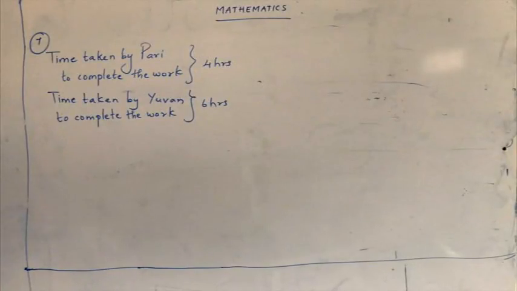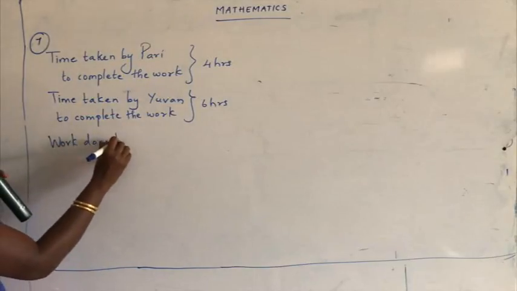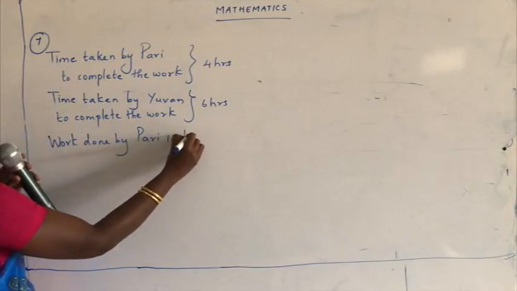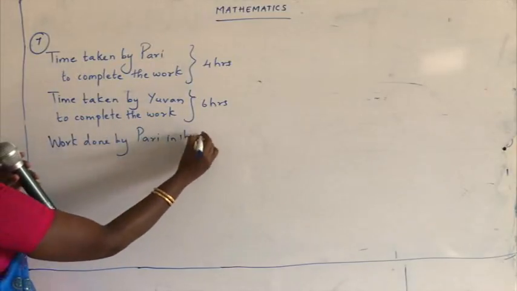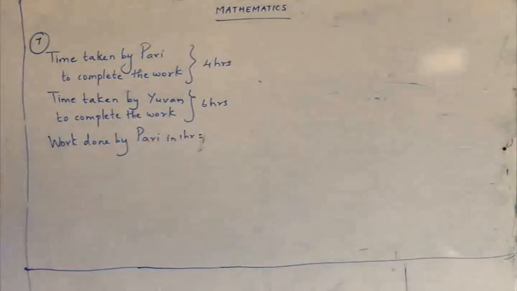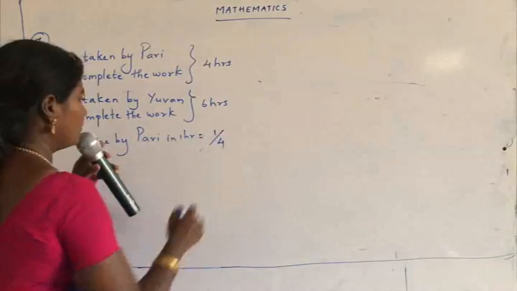Now what we are going to do is change the time in terms of 1 hour. The statement changes to: work done by Pari in 1 hour. So what will be the work done by Pari in 1 hour? It will be 1 by 4. It becomes 1 upon 4.